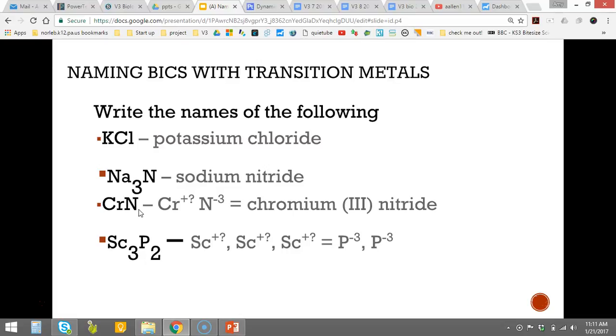Sc3P2. Sc is scandium, and P is phosphorus. So to do this particular problem, we have to balance out the subscripts. We have 3 scandiums. We're not sure what their charge is yet. We have 2 phosphoruses, and we know the charge on phosphorus is -3. So a -3 and a -3 is -6. That means our scandium has to total a +6, which makes each ion a +2. So that makes the name of this compound scandium(II) phosphide.